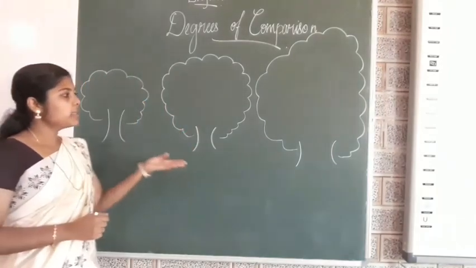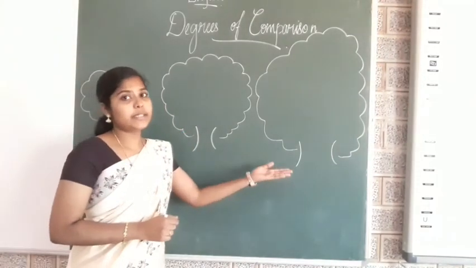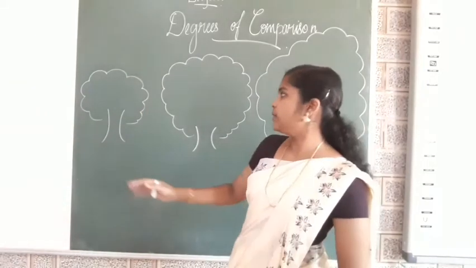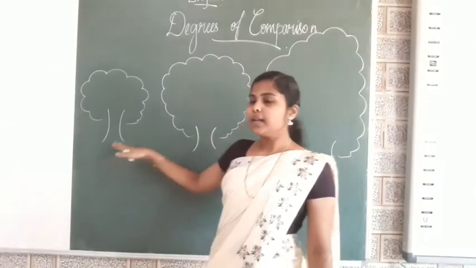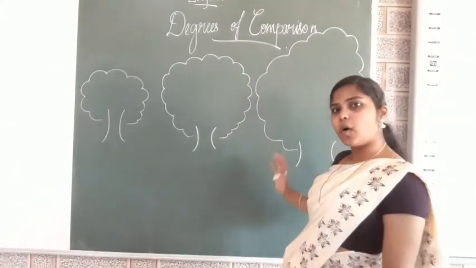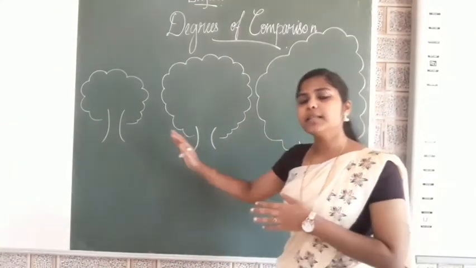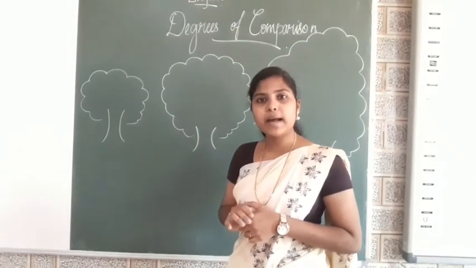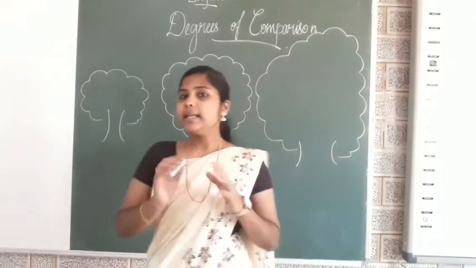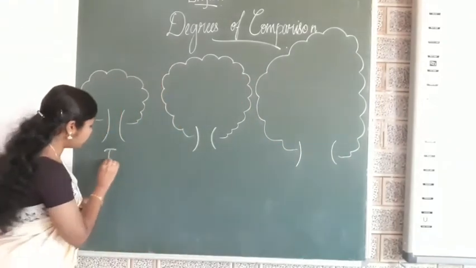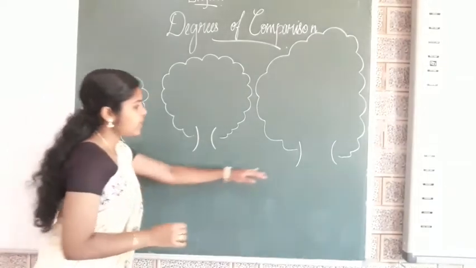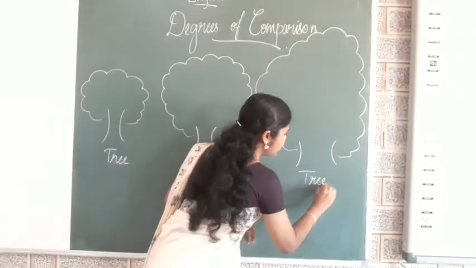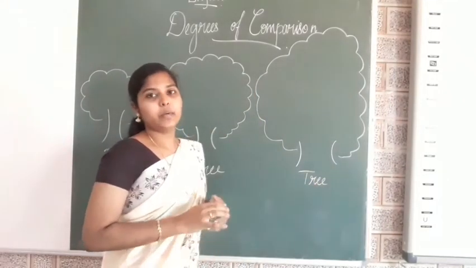Here I have drawn 3 pictures. Can you see? I am poor in drawing. Just please adjust with me. This is a tree. This is also a tree. Tree is a naming word. It's a noun. These 3 are trees. So tree is a naming word.